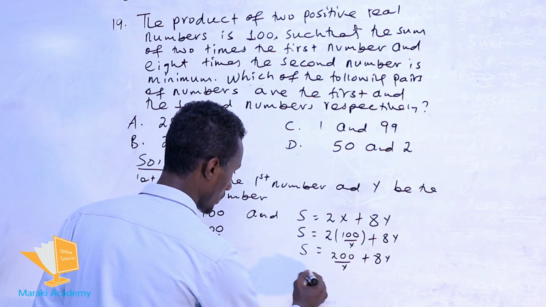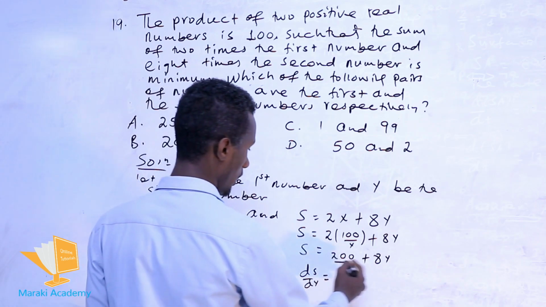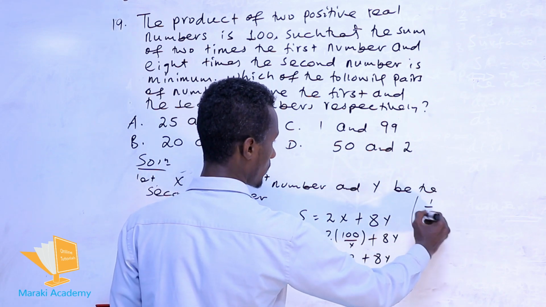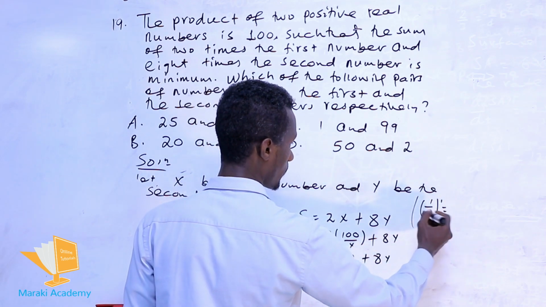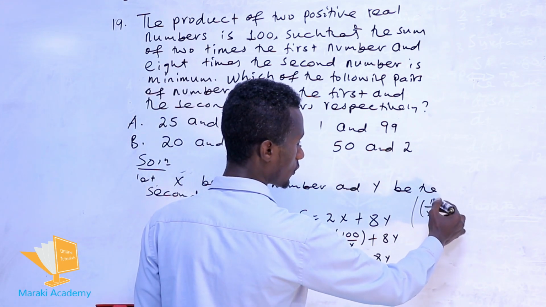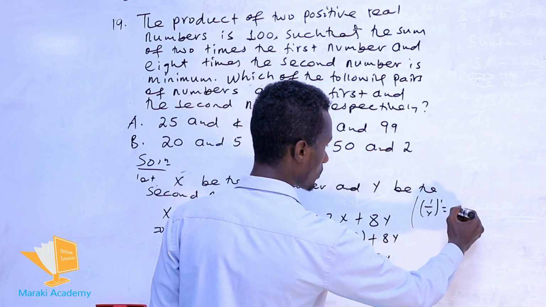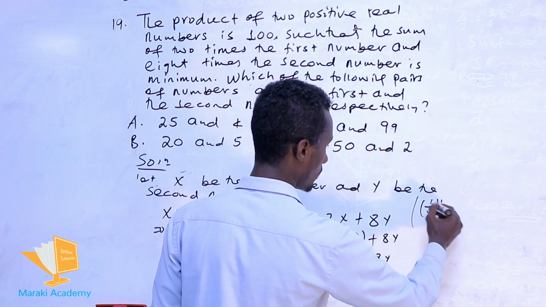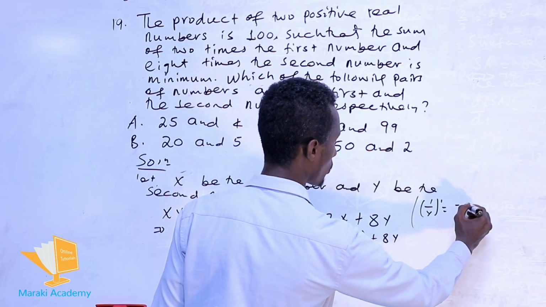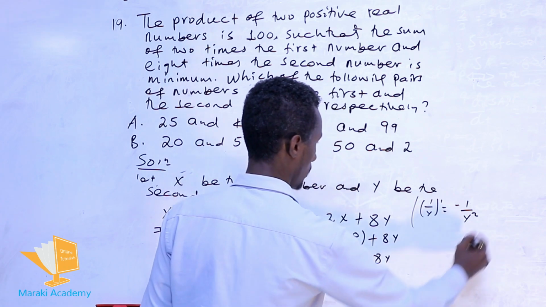So we consider dS by dy, differentiating with respect to y. Differentiating 200 over y, using the quotient rule, the first derivative of 1 is 0, so 0 times y becomes 0, minus the first derivative of y, which is 1, so we get 1 over y the whole squared.